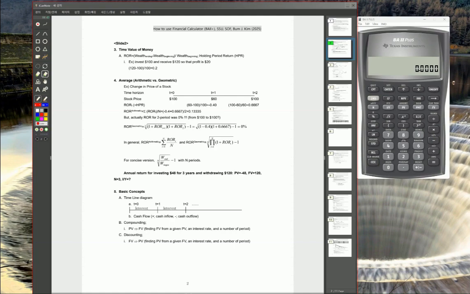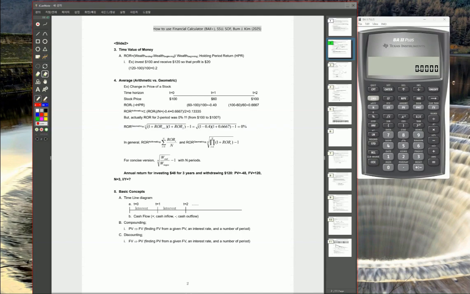There are 2 types of averages. The first one is the arithmetic average. From the formula you can see, you add those 2 holding period returns, or rates of return for 2 periods, and divide by the number of periods. In this example, we have negative 40% return and positive 66.67% return. So adding those 2 holding period returns and dividing by 2 will give you about 13.34%. That's the average for 2 periods.